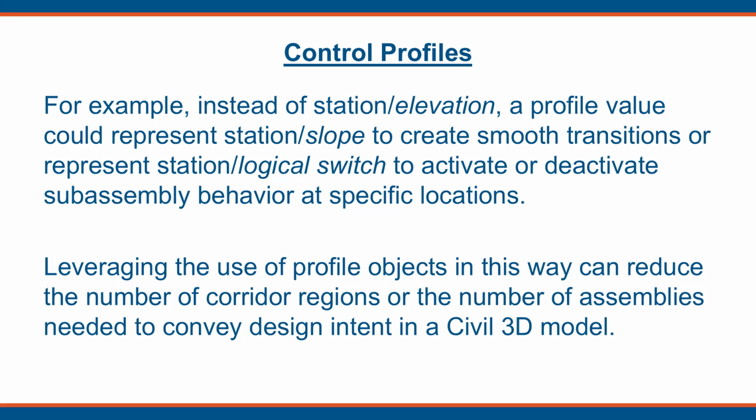For example, instead of station and elevation, a profile value could represent station and slope to create smooth transitions, or represent station and logical switch to activate or deactivate subassembly behavior at specific locations. Leveraging the use of profile objects in this way can reduce the number of corridor regions or the number of assemblies needed to convey design intent in a Civil 3D model.